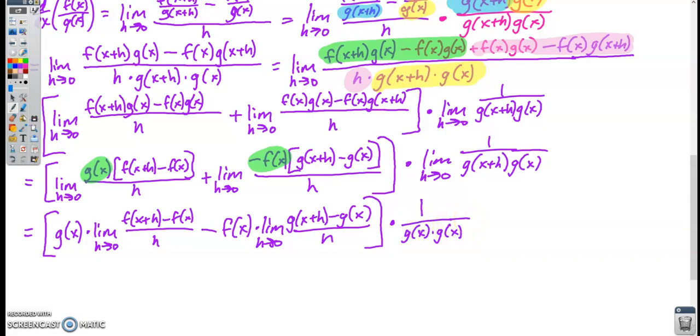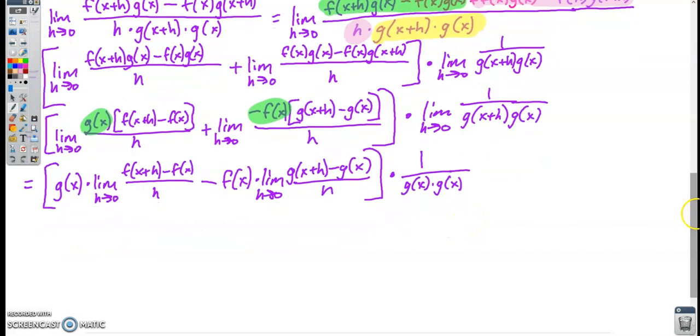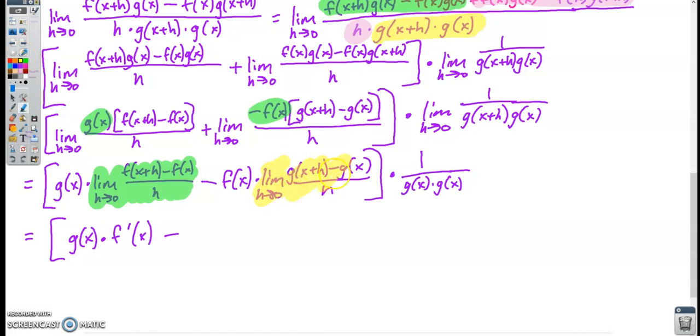And now, folks, we are pretty much at our end game. If you look at what's inside the bracket here, we've got g of x, and again, you should recognize by this point in time that this right here represents the derivative of f. And this right here represents the derivative of g. So there we go. And that's 1 over g of x squared.